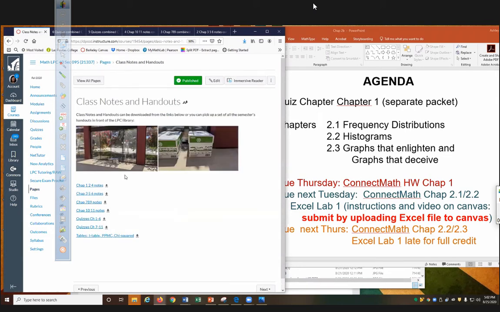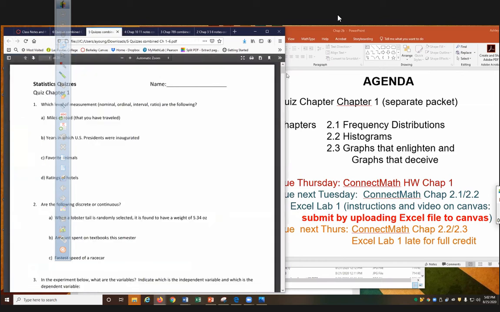You want to pick up the whole packet. There's 7 left in there. If you're in a spot where you pick up the second to last one, and there's only 1 or 2 left in there, please email me so I can put more in there. But what you want is this one, quizzes chapters 1 through 6. And that will get you this. All right, so this is what we're working on right now.